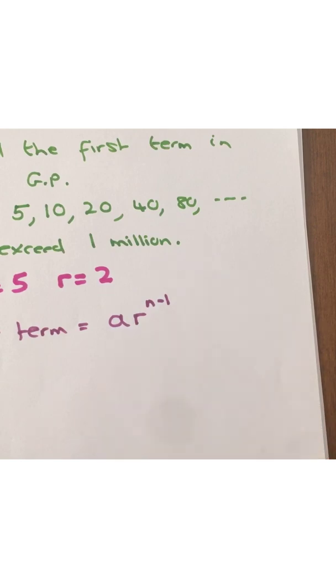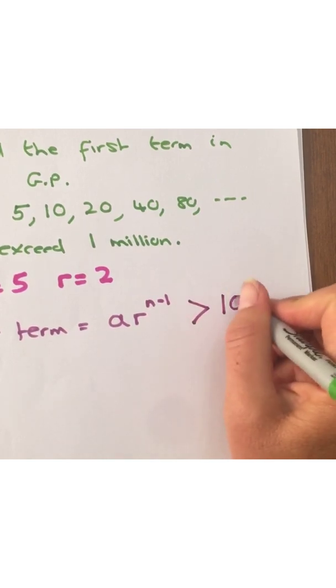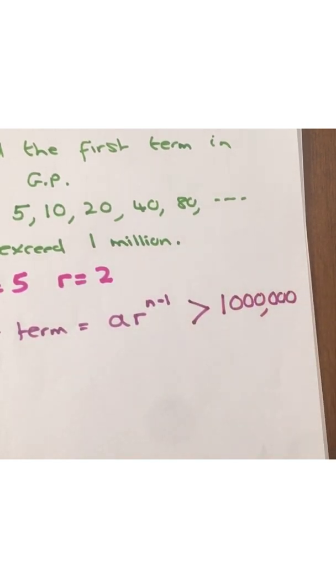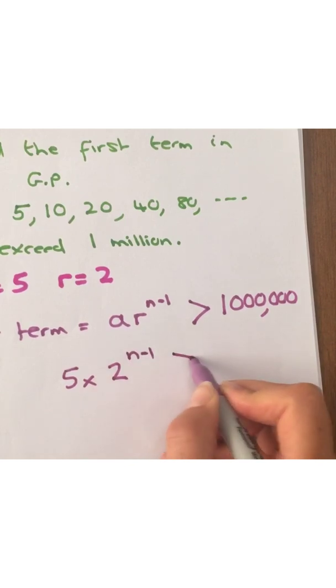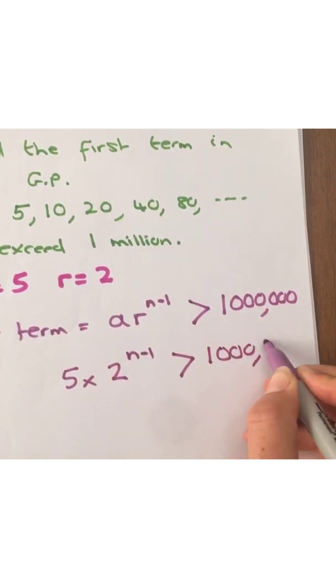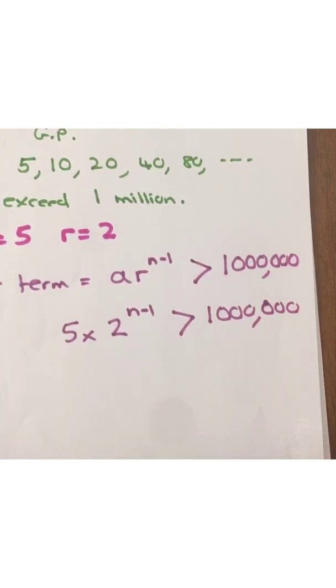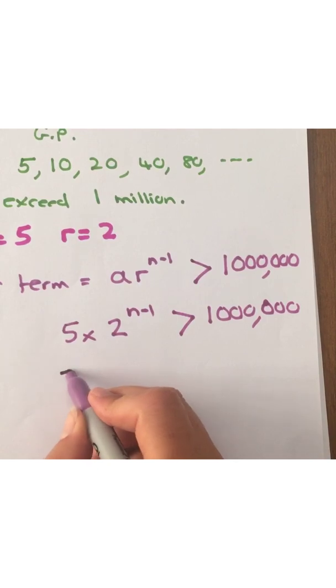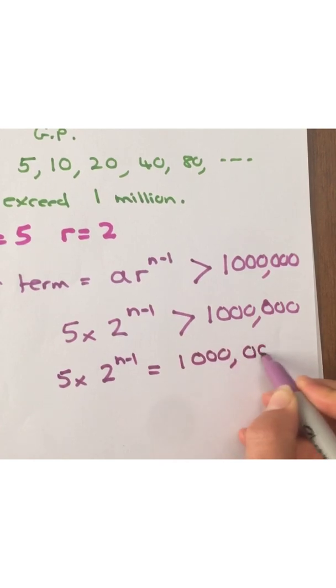Okay, and I want to find n now. I want to find which term will be the first term to be bigger than 1 million. So let's plug in a and r. To get 1 million, what will n be? Rather than solving the inequality, let's just make it equal to 1 million first of all.